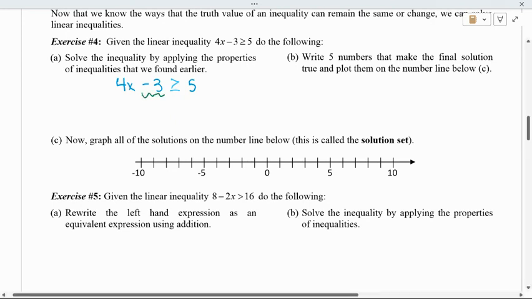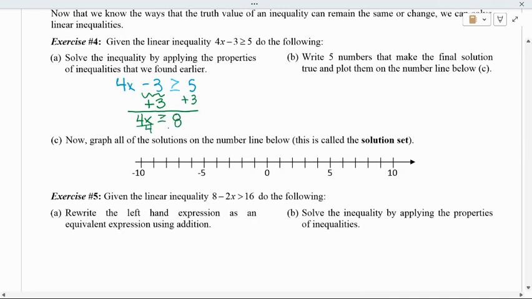That, and it's a negative 3. So what's the opposite of negative 3, Ken? Positive 3. So the first thing that we're going to do is add 3 to both sides. So 4x is greater than or equal to 8. Then we divide both sides by 4. X is greater than or equal to 2.